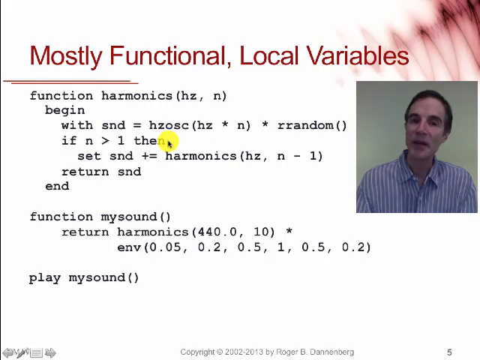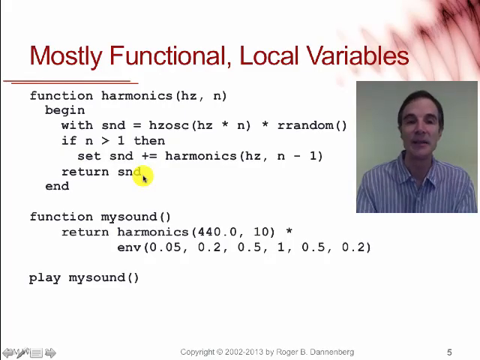If n is greater than 1, then what we can do is recursively call harmonics to compute. We've already computed the nth harmonic, so we need to compute all the harmonics less than n, and we do that with a recursive call, and we take that and add it into sound. So here's an assignment statement to SND to incorporate these new harmonics, and then finally we return SND.